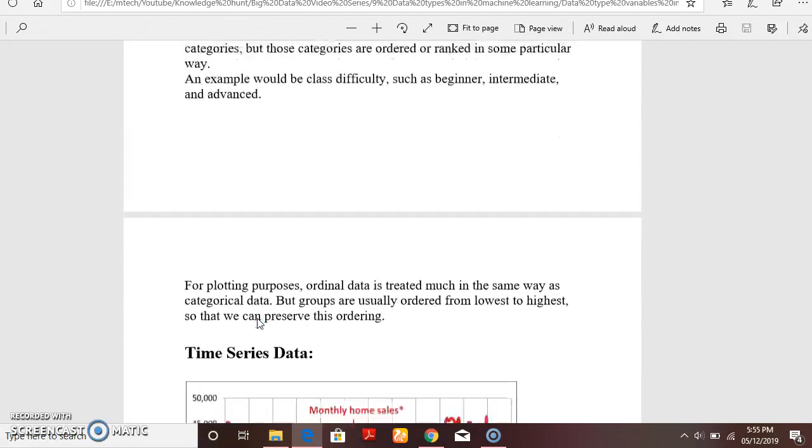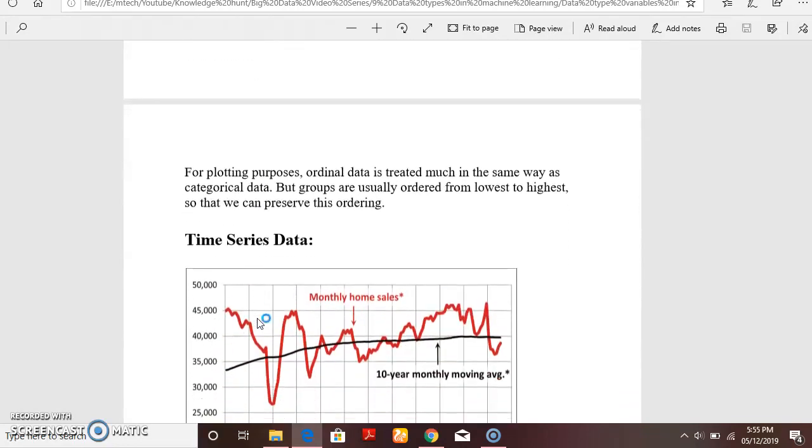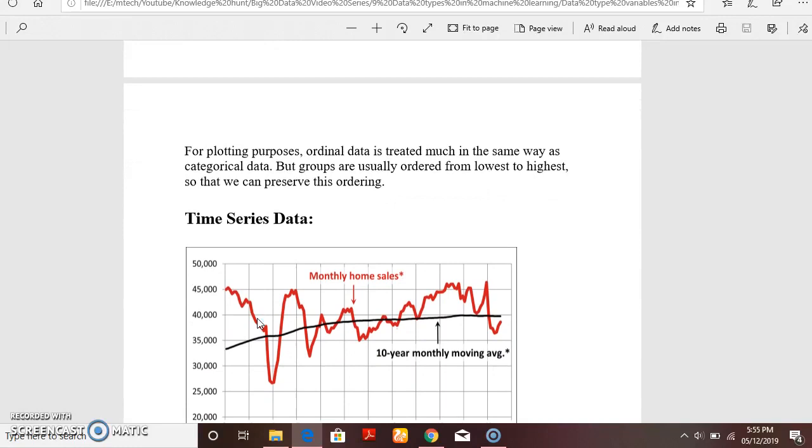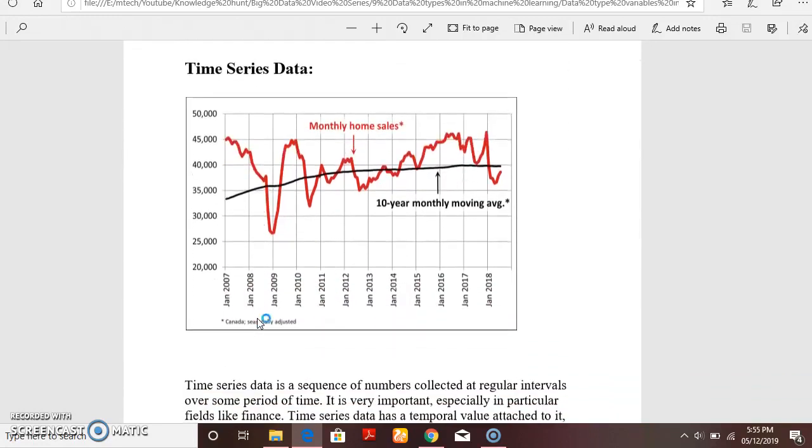So it is a combination of numerical and categorical data. Ordinal data is treated in the same way as categorical data, but groups are ordered from the lowest to highest priority. And the final is the time series data. It is pretty easy to understand time series in the sense of being based on the time period.